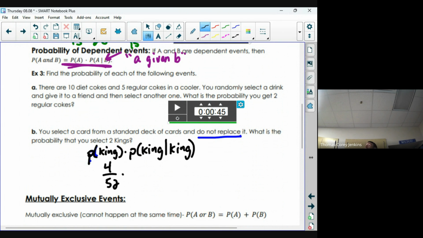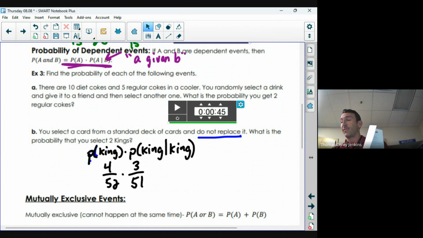Okay. Now, what about the probability of a king on the second draw? Does anybody want to take a stab at that? So we've drawn one, one's gone. What would the probability of the second king be? Very good. So there's only 3 kings left, right? If one's gone, and there's only 51 cards left, right? So 3 out of 51. Good job, Jade. 3 out of 51. All right, and then we just let our calculator do the work for us there.